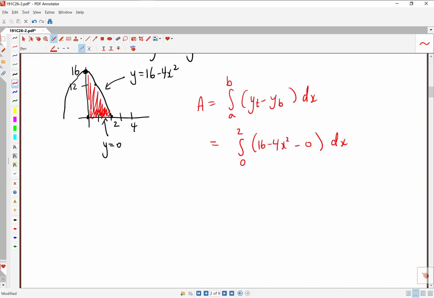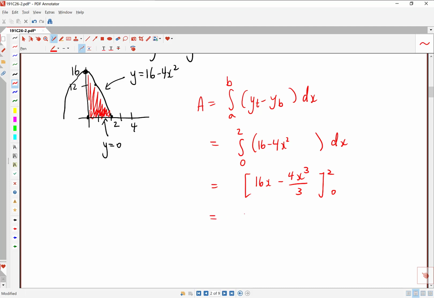So at this point, you could do a little bit of simplification, because our integrand would really just become 16 minus 4x squared. And that way we could go ahead with our integration. So now integrating, we'd have 16x minus 4x cubed over 3. And we're going to evaluate that at 2 and then at 0.